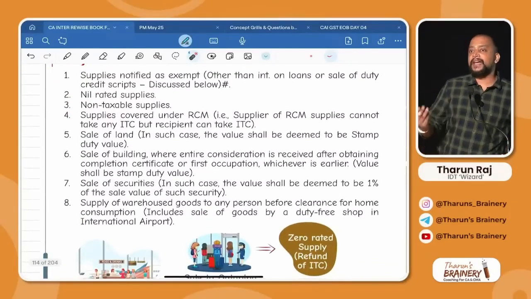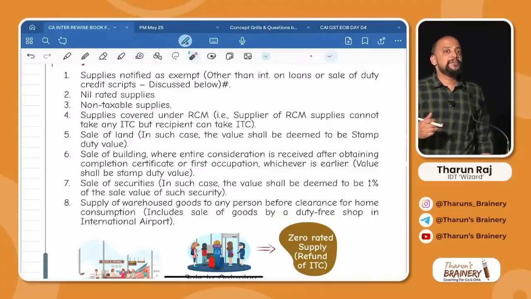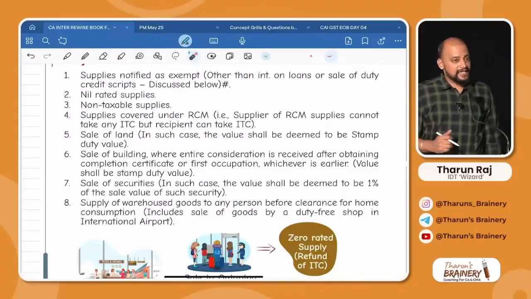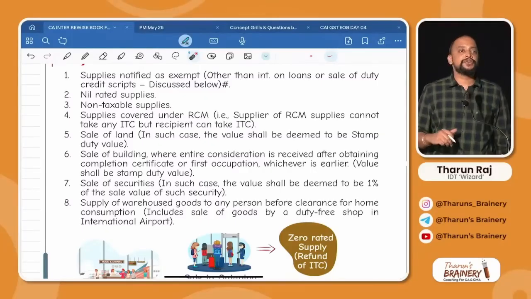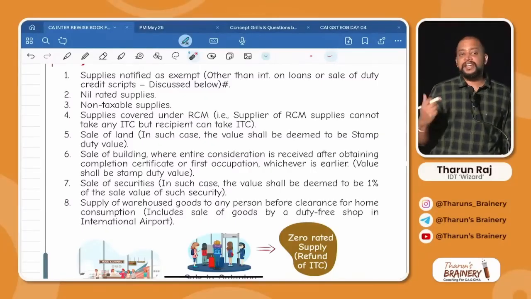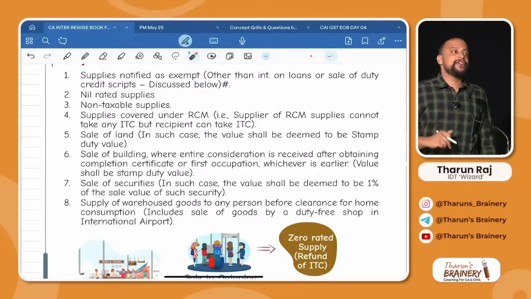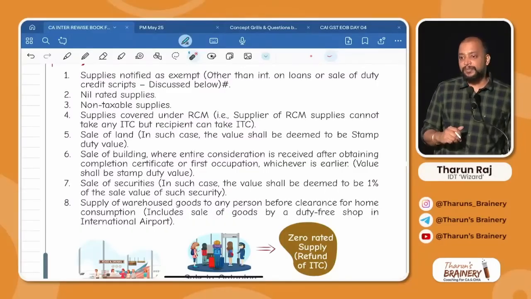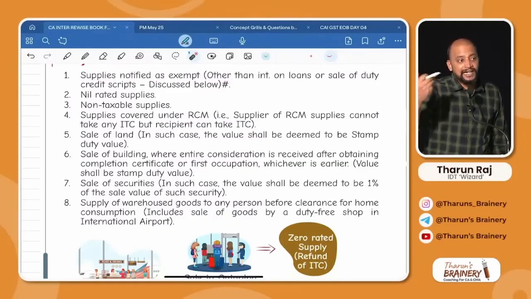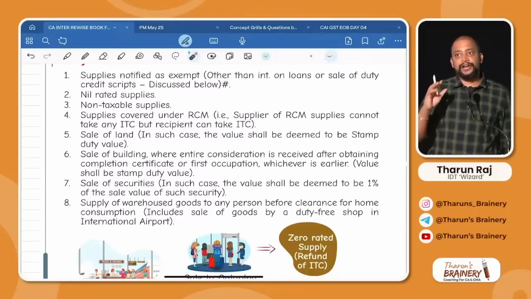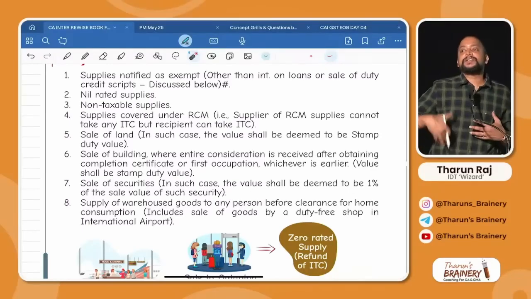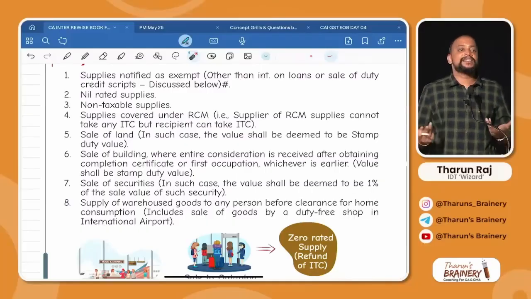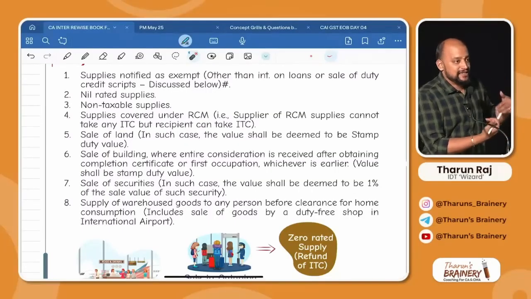What are they? Supply covered under RCM. When my outward supply is covered under RCM, it is treated as exempted for ITC purposes. That's the reason why I told you an author cannot take ITC on their inward supply, because their outward supply is covered under RCM where the publisher will pay GST. Same way, GTA cannot take ITC on their inward supply because GTA's outward supply is covered under RCM. So what we need to understand is that if my outward supply is covered under RCM, I don't have the liability. That's the reason why I cannot take ITC on my purchases or inward supplies.